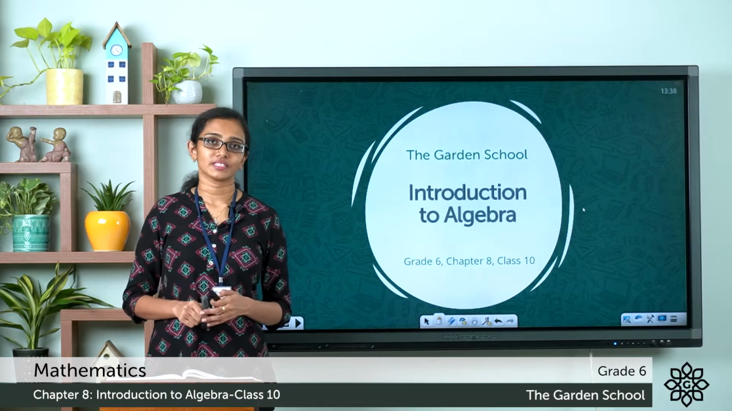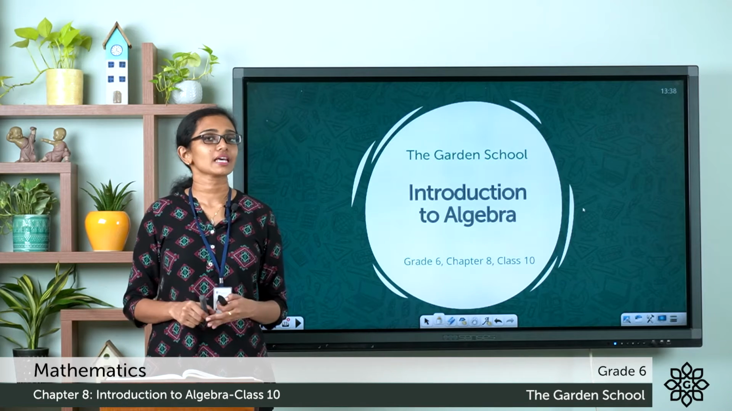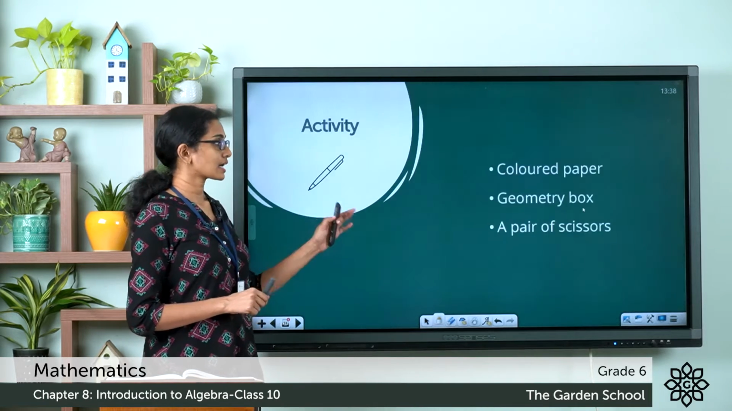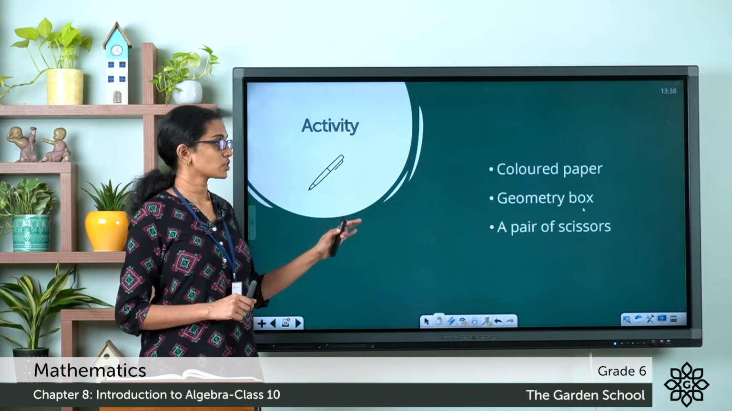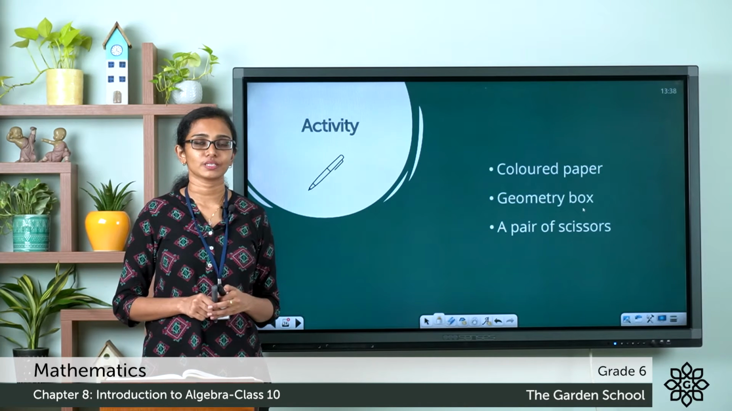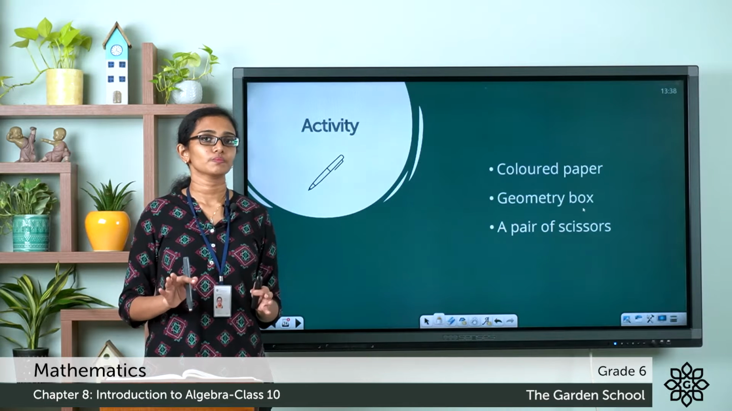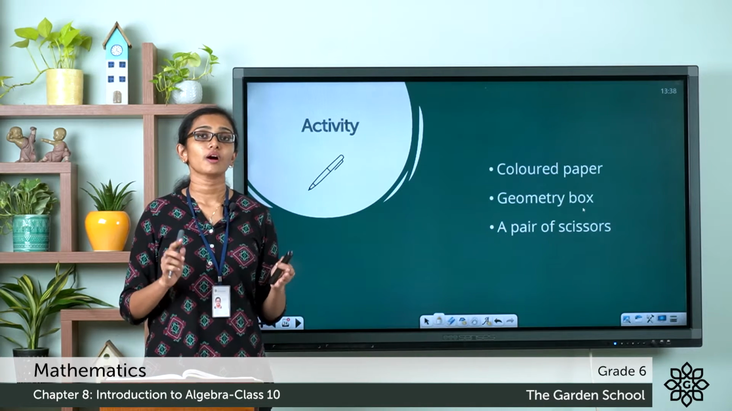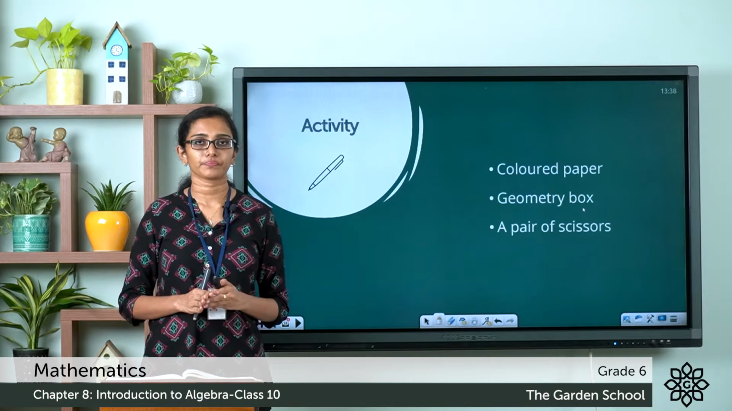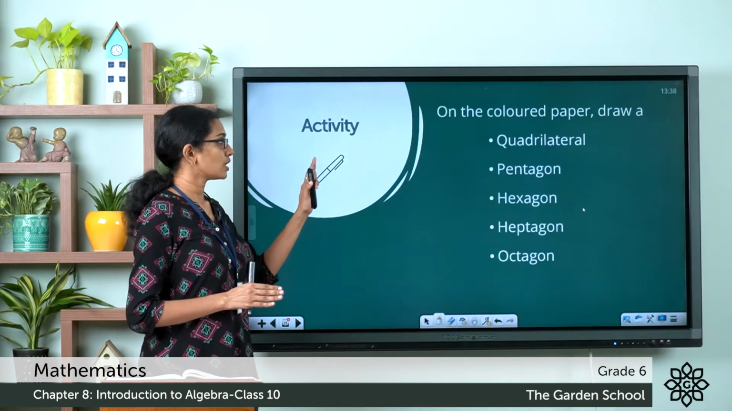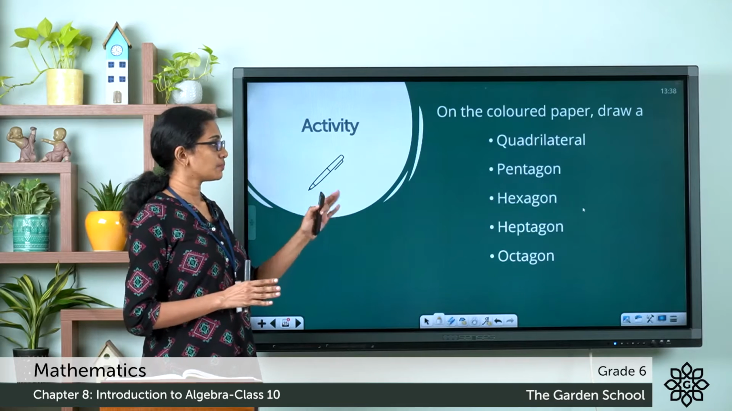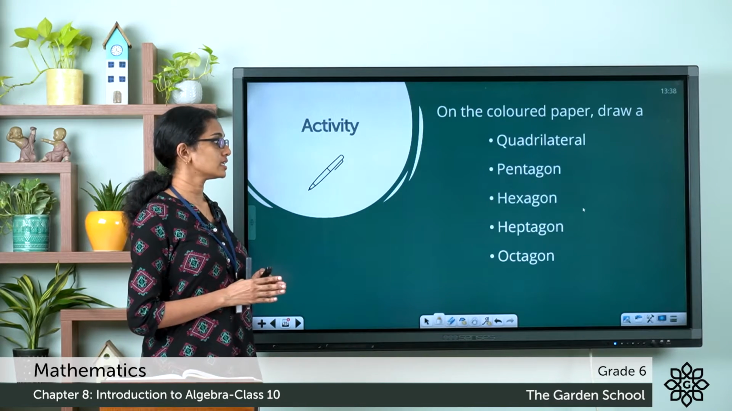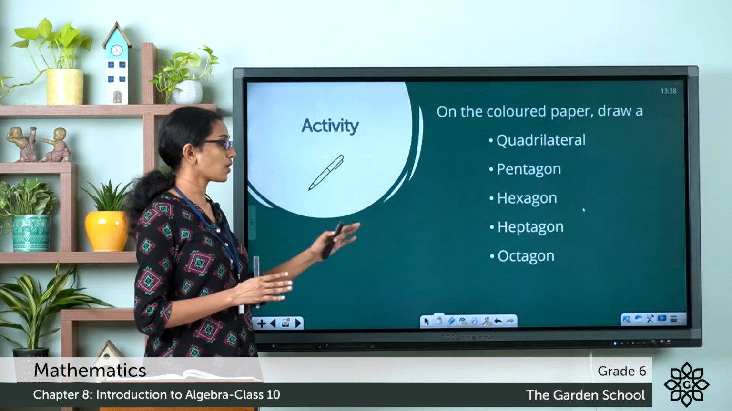Let's do an activity today. For this activity, you're going to need colored paper, your geometry box and a pair of scissors. I hope you have got them now. Now you need to draw polygons on the colored paper. You have to draw a quadrilateral, a pentagon, a hexagon, a heptagon and an octagon.